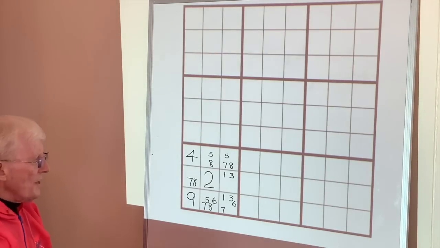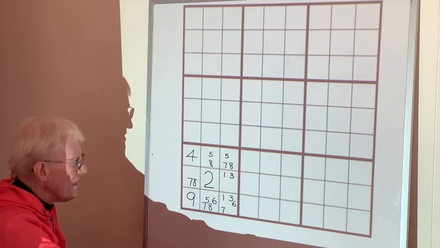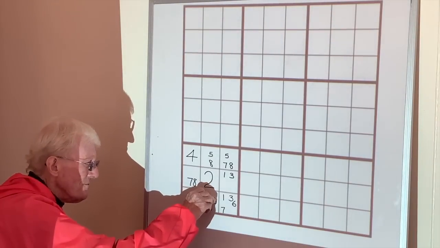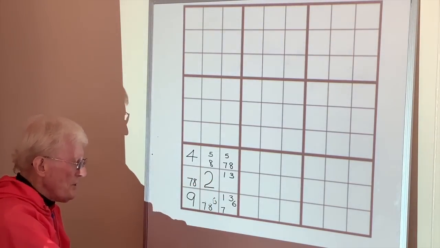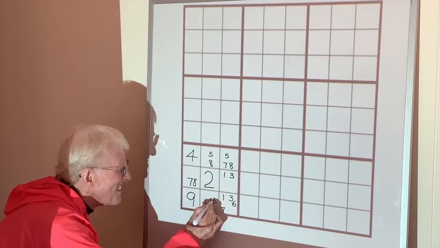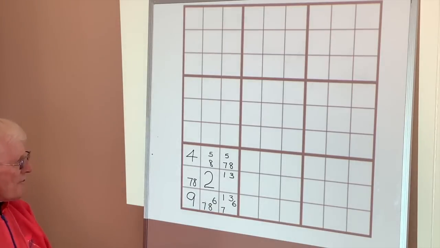5s. Any other 5s? Yes, there's a 5 here. Here's a 5. We can get rid of that 5. Oops, I messed it up. Okay, that's a 6. And that's an 8. Okay, we can get rid of that 5.